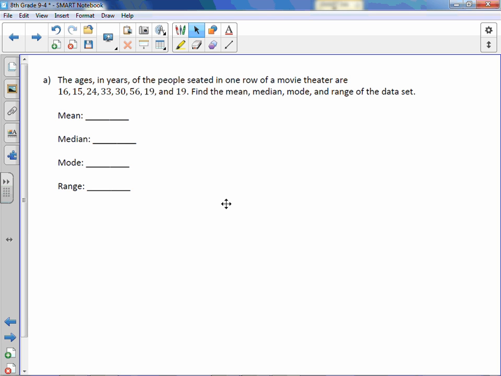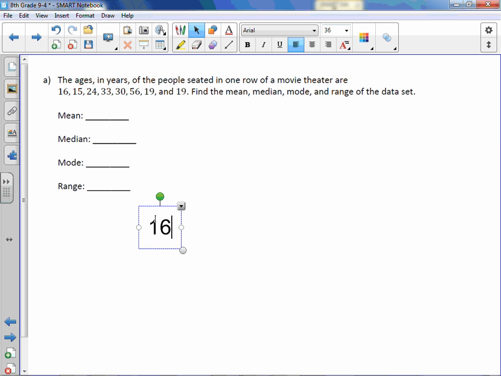The ages in years of the people seated in one row of a movie theater are 16, 15, 24, 33, 30, 56, 19, and 19. Find the mean, median, mode, and range of the data set. So to find the mean, we're going to take these numbers and add them together. So 16 plus 15 plus 24 plus 33 plus 30 plus 56 plus 19 plus 19.